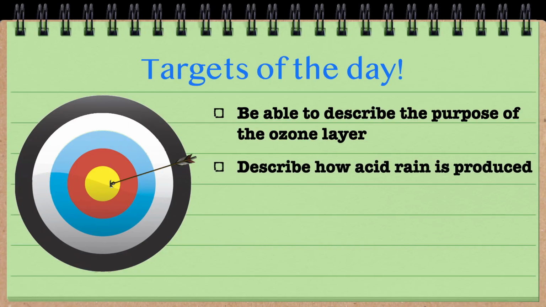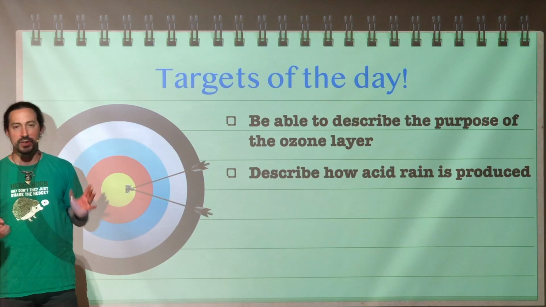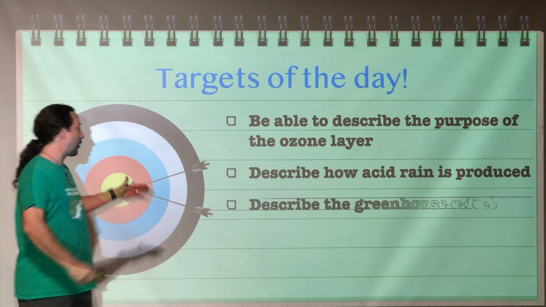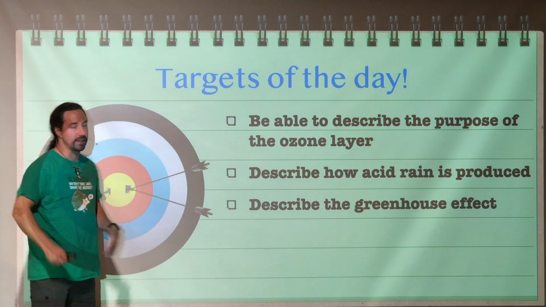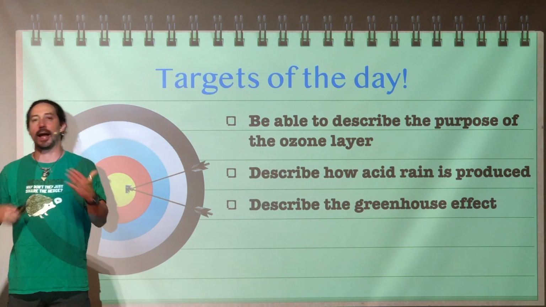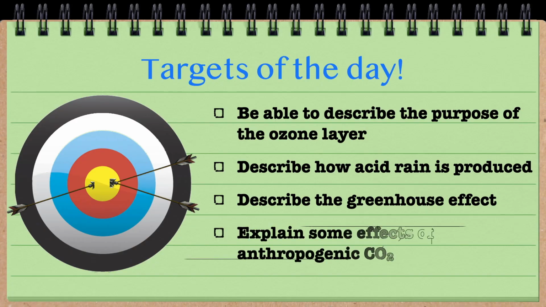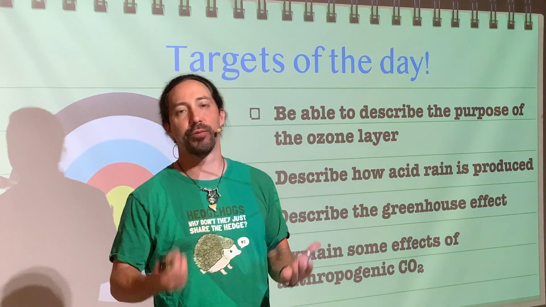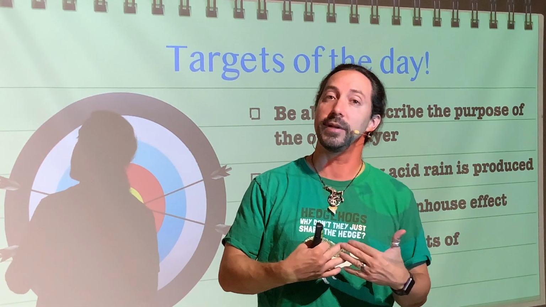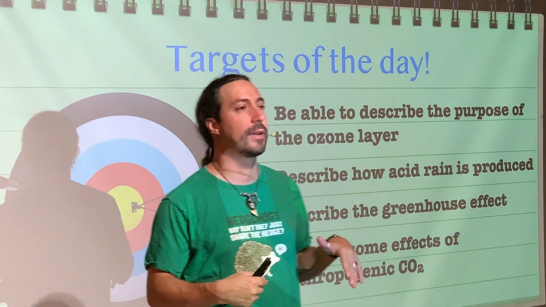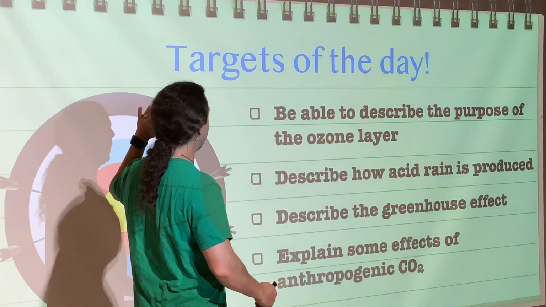Next is to describe how acid rain is produced, and then we are going to describe the greenhouse effect. What is the greenhouse effect? How does it work? And lastly, explain some effects of anthropogenic CO2. That is CO2 that is produced by us, by humans. So those are our different goals for the day.